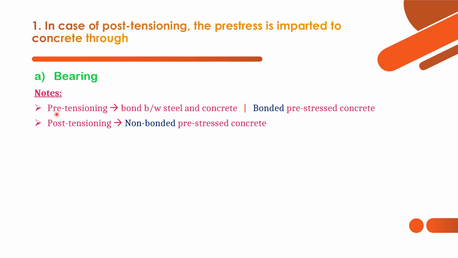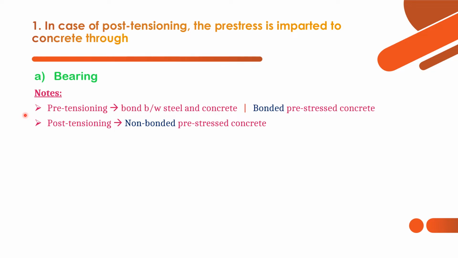Now let's see how that will be imparted in case of pre-tensioning. In case of pre-tensioning, we can impart prestress to concrete through bond between steel and concrete. Here steel refers to the tendons or wires that are used for prestressing. So that's why it is called bonded prestressed concrete. And in case of post-tensioning, as we have already seen, this is done by bearing, so it is called non-bonded prestressed concrete.